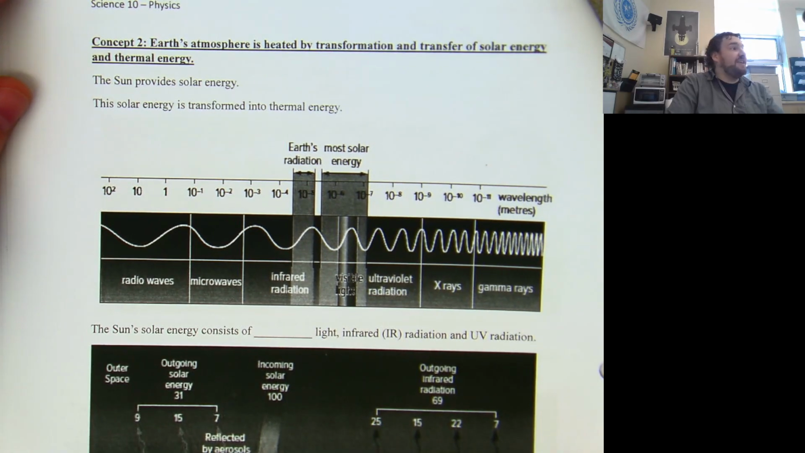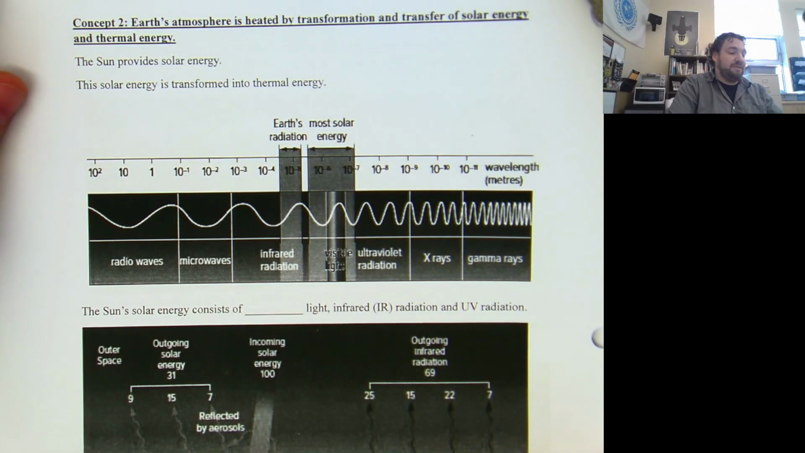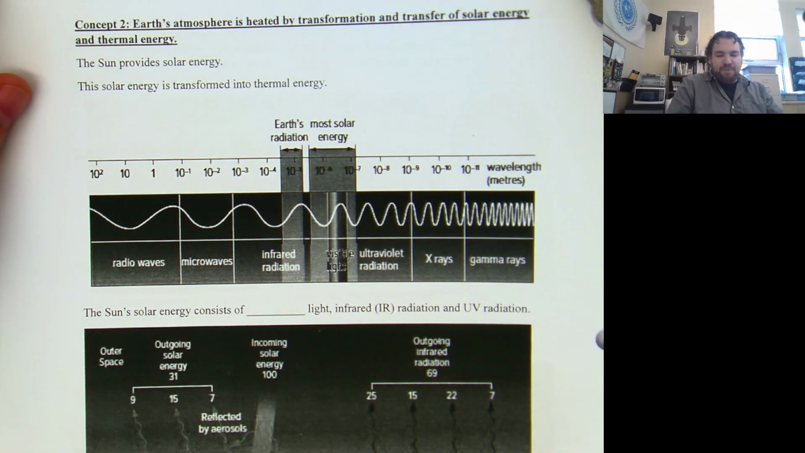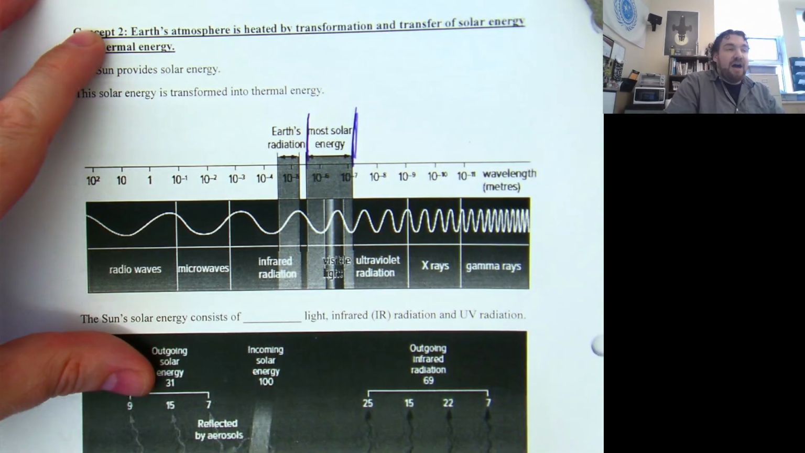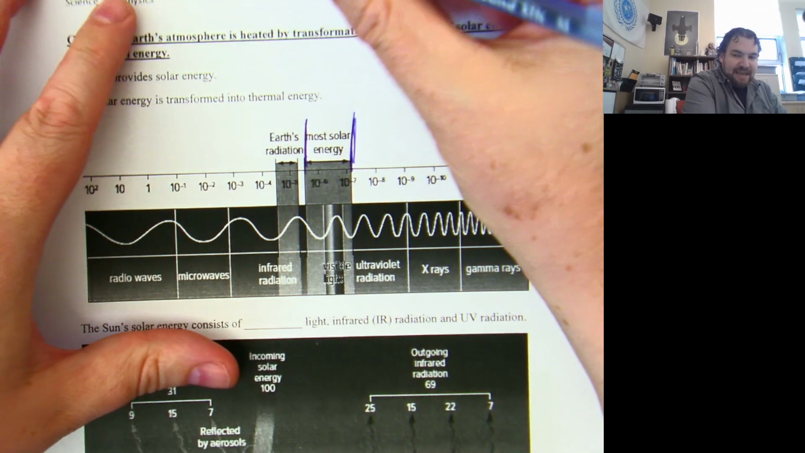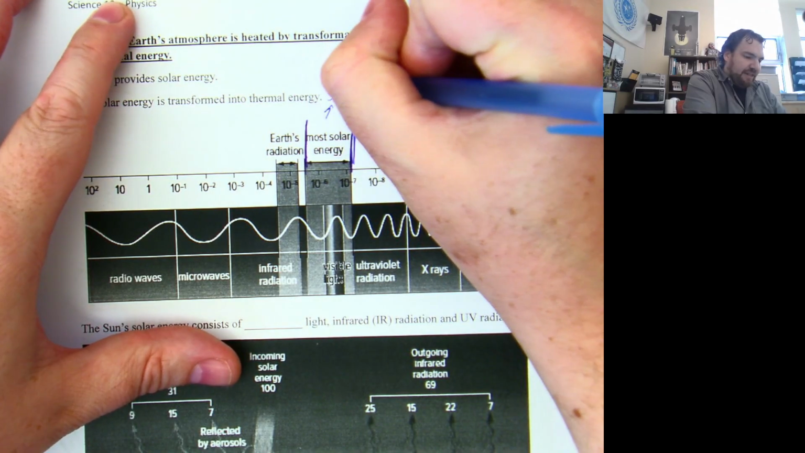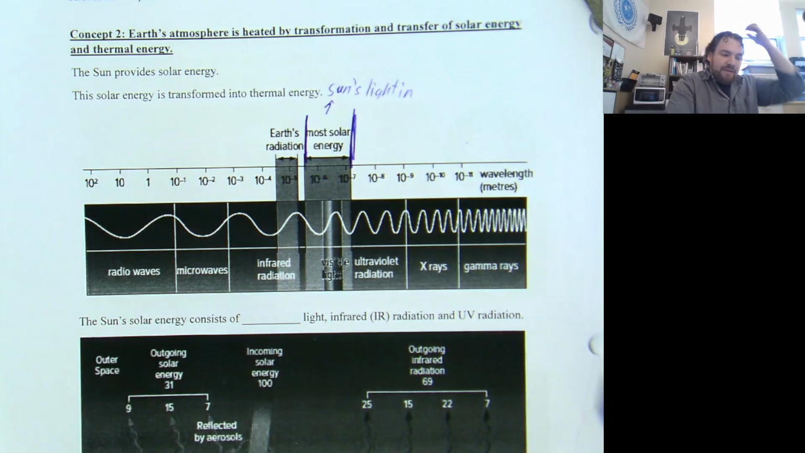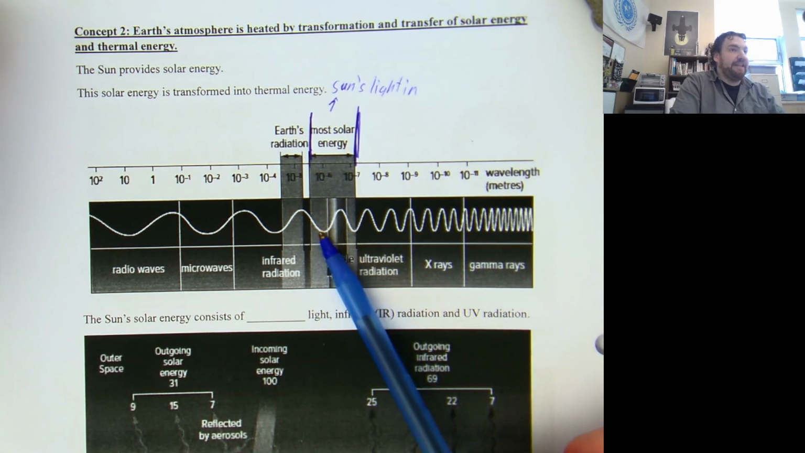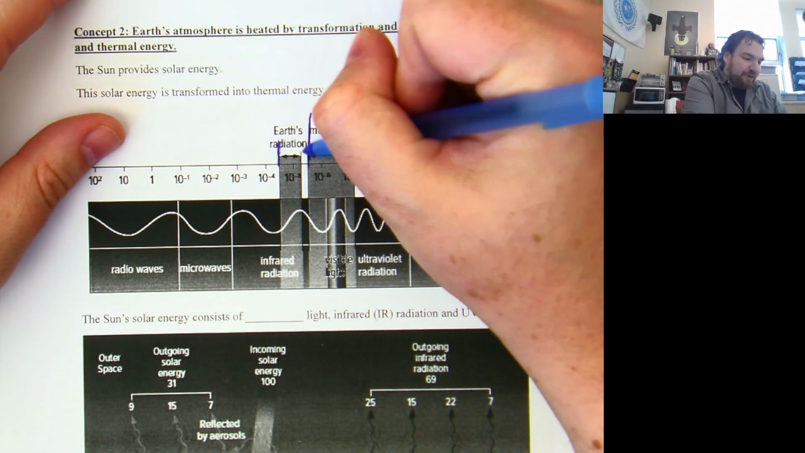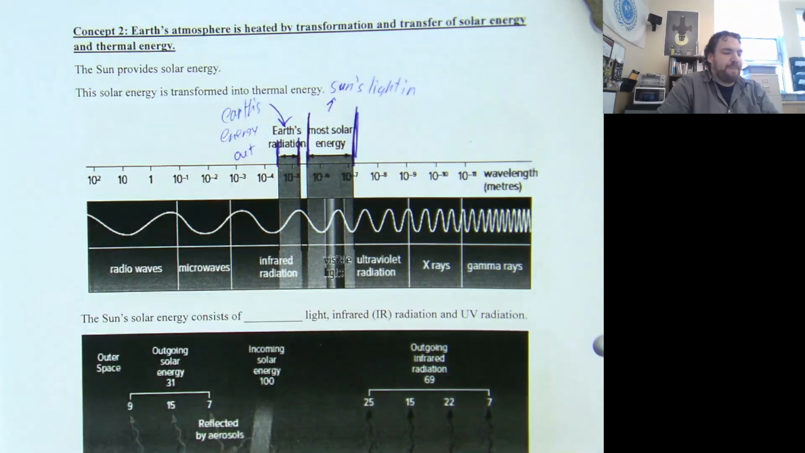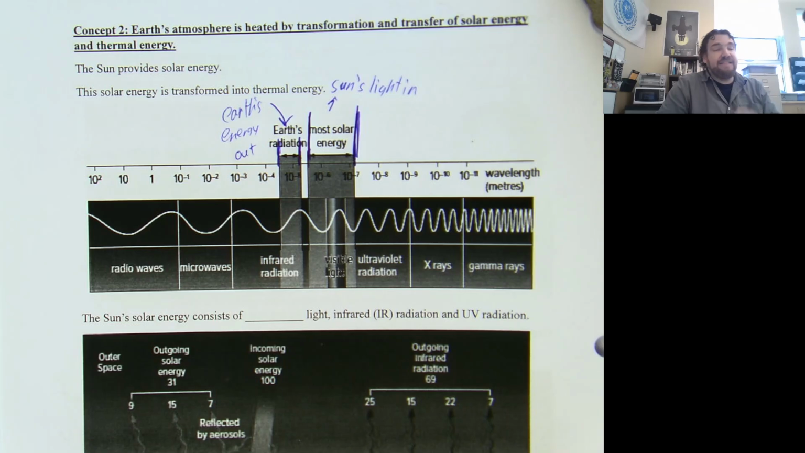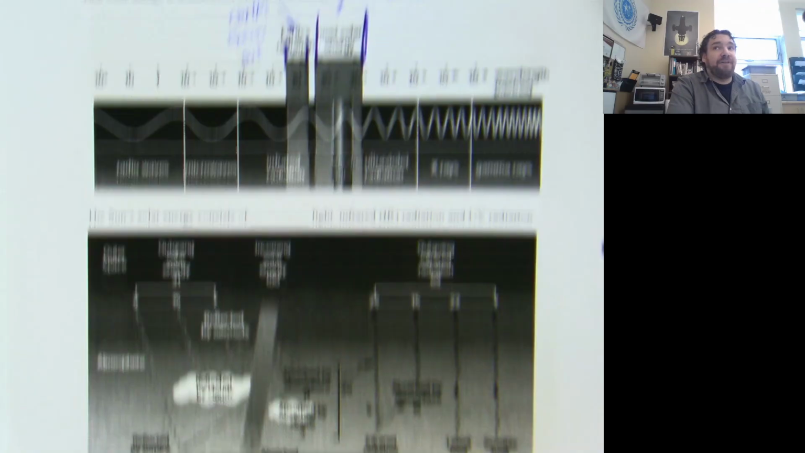Here we go. So, concept number 2. The sun provides solar energy, which is both good and slightly problematic. This solar energy is transformed into thermal energy. This block of energy is the light the sun is providing. This is the sun's light in. Solar energy shows up to us as ultraviolet, visible, and infrared light. Earth spits it back out into space this way. Earth's energy out. And it's this difference in wavelength that provides a difference in energy, and it's this lower energy light that gets trapped in our atmosphere.